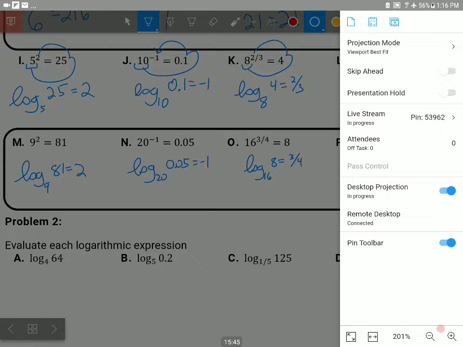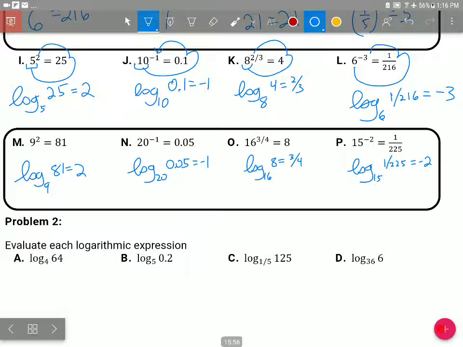Cool. Any questions, comments, concerns? All right, that's how we write them. Go back and forth, okay? We're going to get now into a little bit more about what they mean.